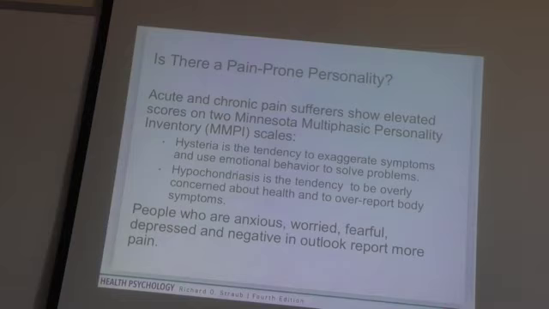Acute and chronic pain sufferers show elevated scores on two Minnesota Multiphasic Personality Inventory scales, MMPI. One is hysteria. Hysteria is a tendency to exaggerate symptoms and use emotional behavior to solve problems. And potentially, if we were talking about Germans, since they squeal like little girls when they're injured, maybe they are more hysterical when they actually get hurt. Hypochondriasis is a tendency to be overly concerned about health and to over-report body symptoms, and of course we would see that as well with those select individuals. People who are anxious, worried, fearful, depressed, and negative in outlook report more pain.